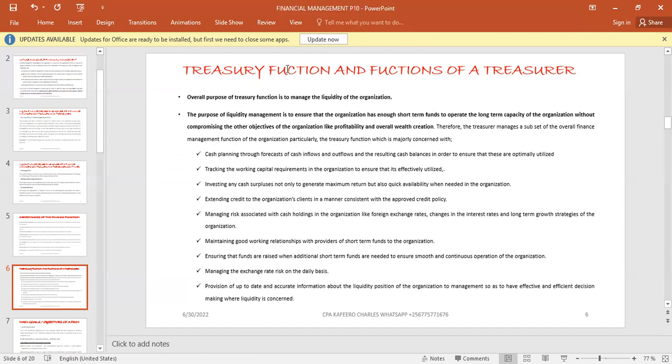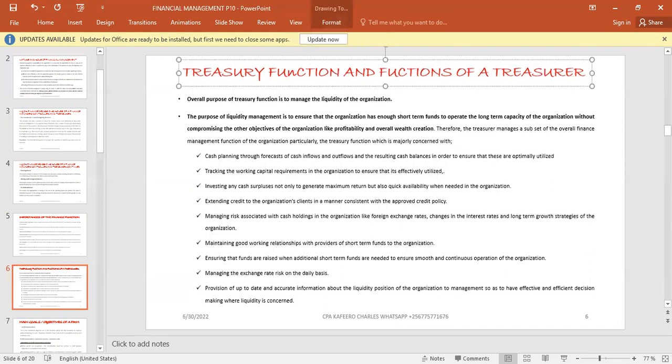Sorry, this one was supposed to be function. There is an N. You've seen that function even here.